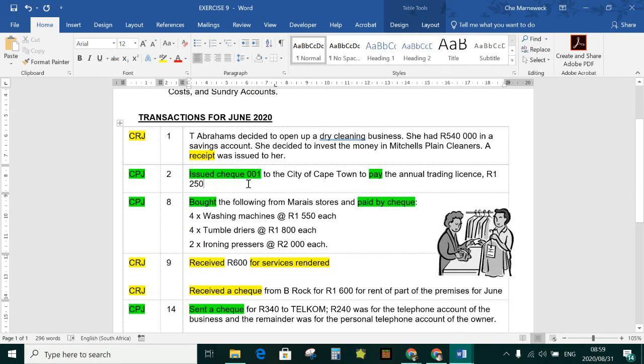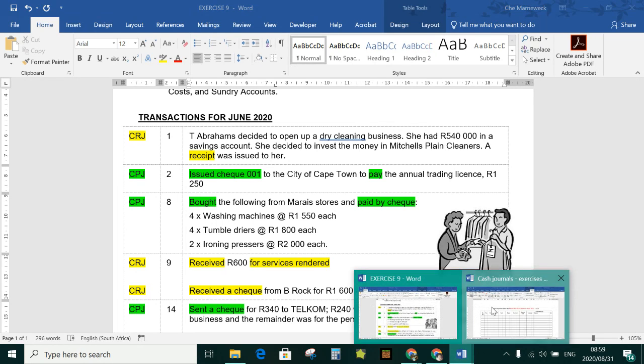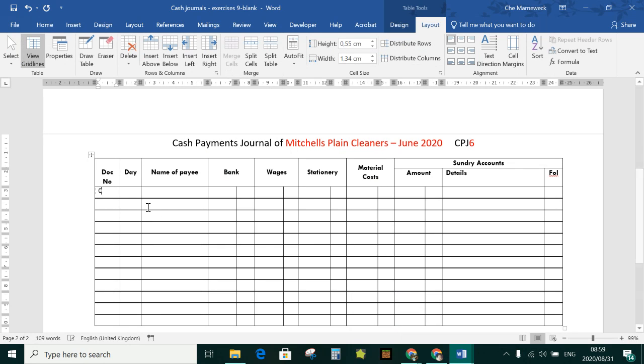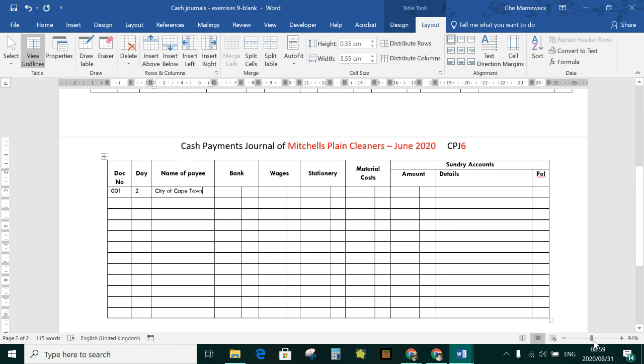It's on day 2, and we're told we've issued check 001 to the City of Cape Town to pay the annual trading license, 1,250. Remember, annual means once a year. So we are paying for the trading license for 1,250 Rand to the City of Cape Town on the 2nd with check 001. So we go to our journal, our doc number 001. This is happening on day 2. Who are we paying? We are paying the City of Cape Town.